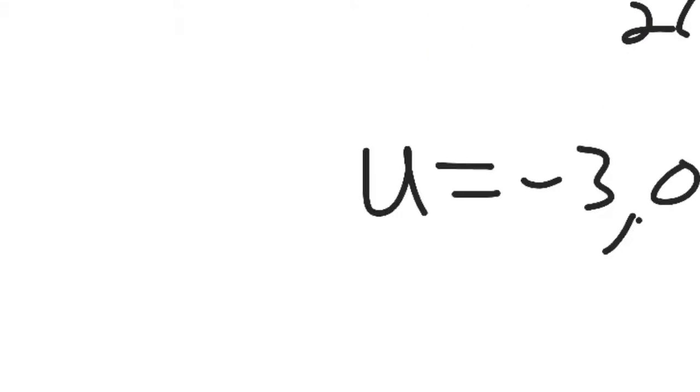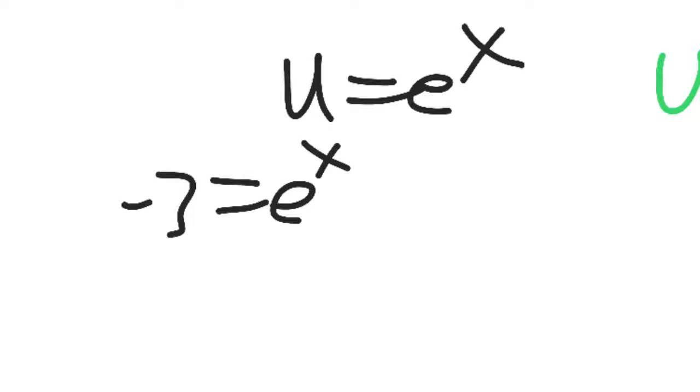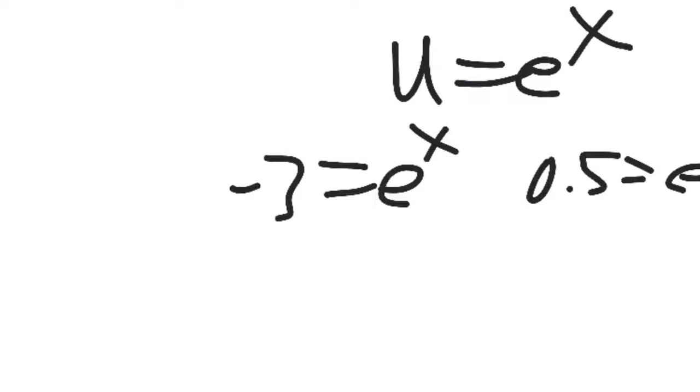So we got two values for u. We got -3 and 0.5. I'll plug those into the formula. -3 equals e to the x, and then 0.5 equals e to the x. Solve those equations for x, and when you solve them, it's a variable in the exponent, so you need a log of both sides.